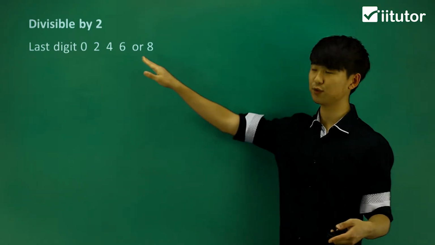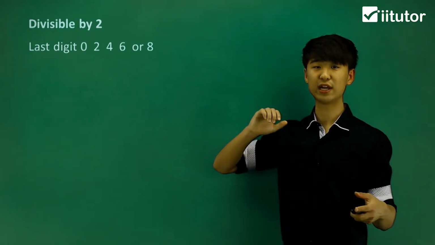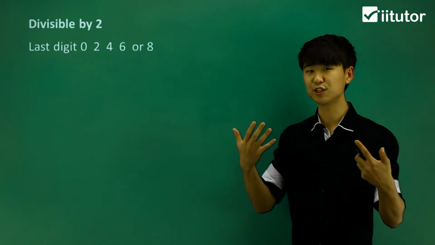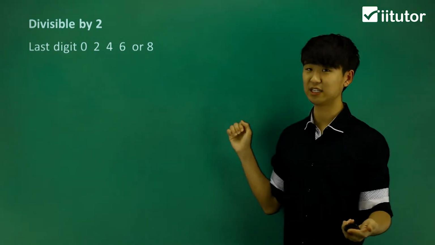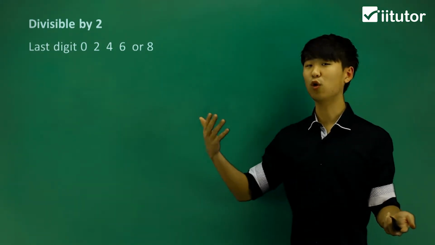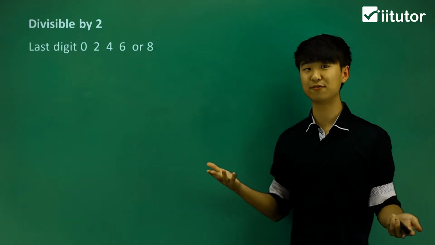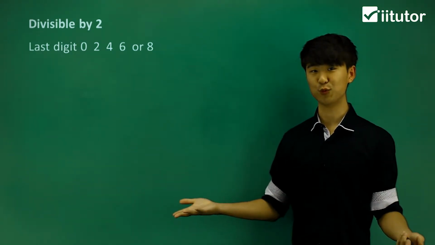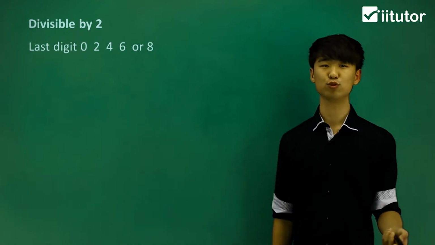Now another way to look at this is to think of the number as being an even number. So it's an even number if the last digit is 0, 2, 4, 6 or 8, and even numbers can be divided by 2. So let's take a look at some examples.